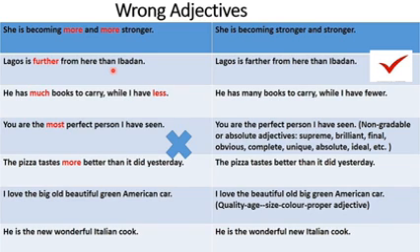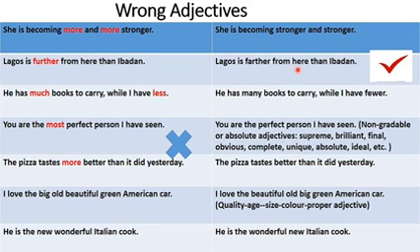The next one, Lagos is further from here than Ibadan. The problem lies with this further. Further means addition. It does not mean far away. On the other hand, farther here means far. So Lagos is farther from here than Ibadan.